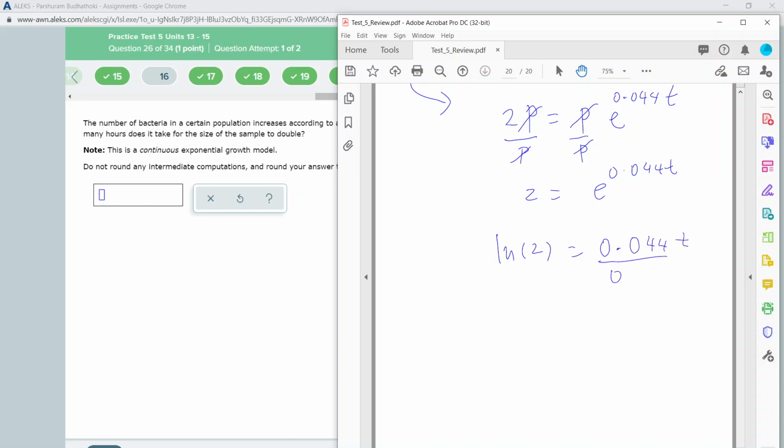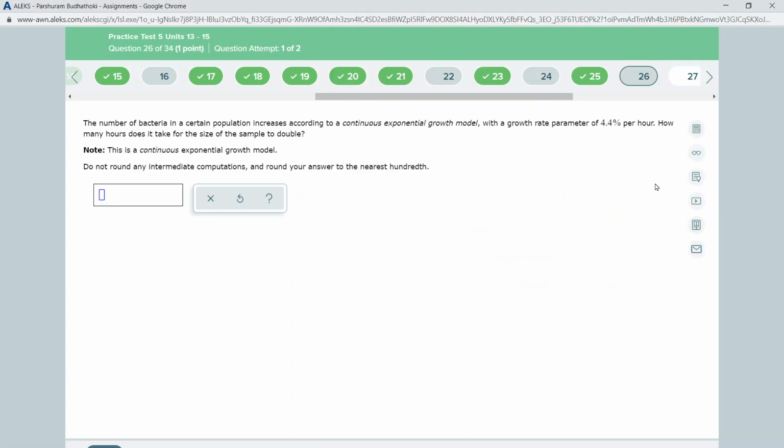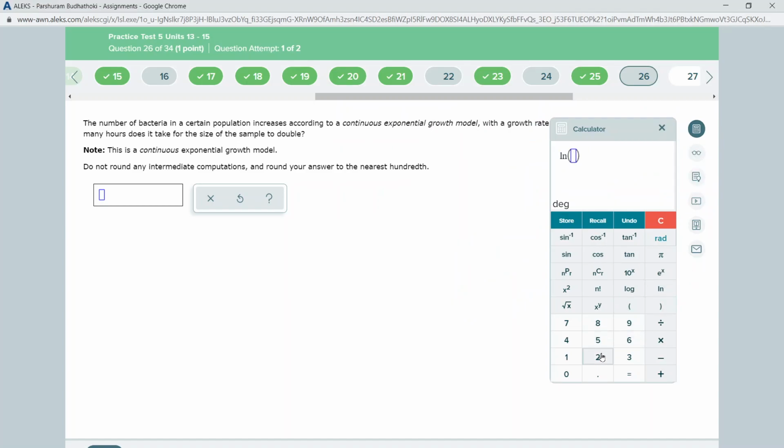And now to find the value of time, just divide both sides by 0.044, and that will give you the time. So to find the time, just type this on your calculator: ln 2, divided by, not inside, outside, 0.044. So that many hours it needs: 15.75. If you want to round it to the nearest hundredth, that would be 15.75 hours.